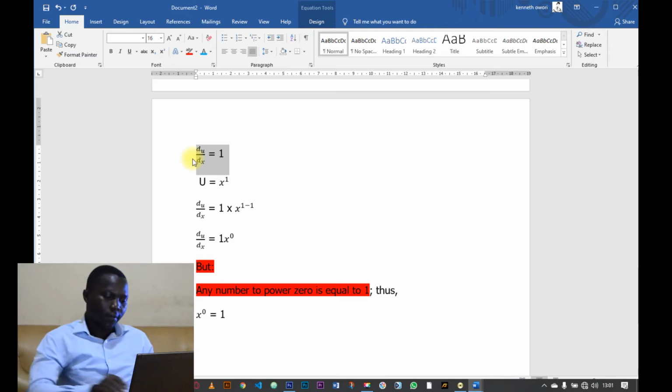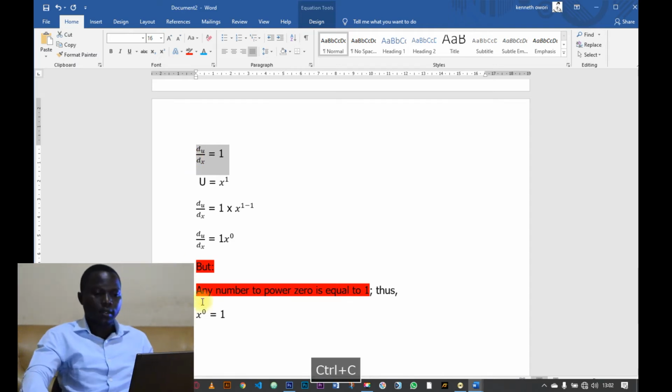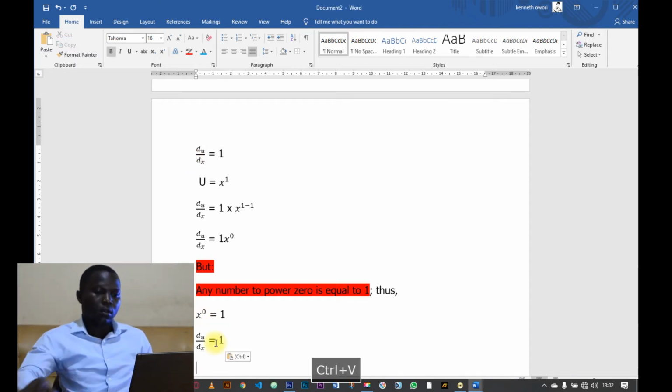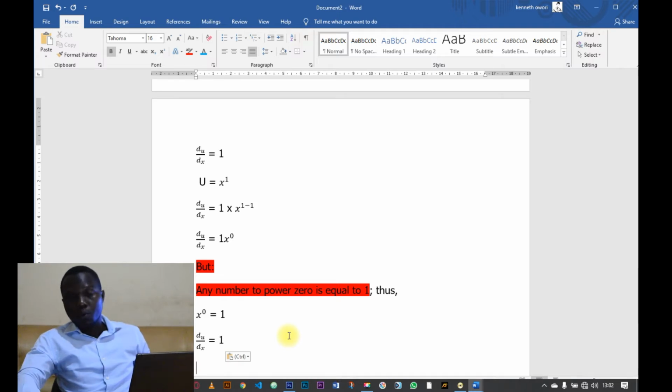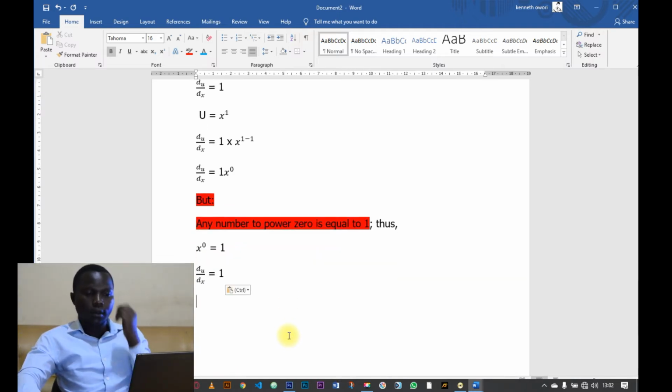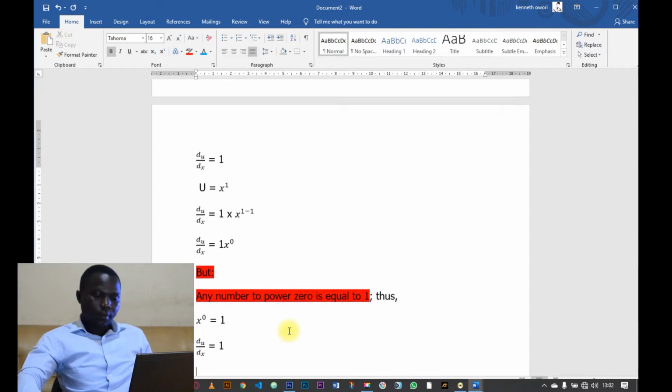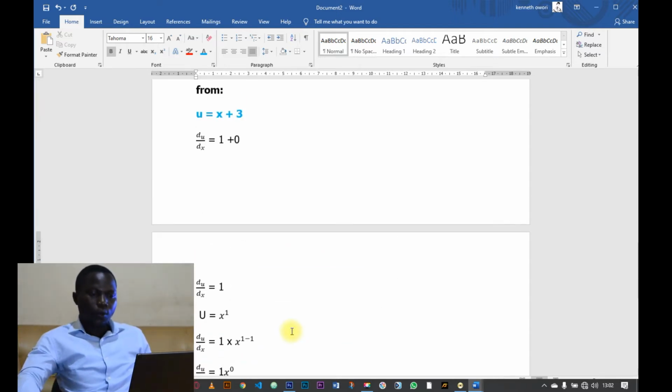So that's why we have our derivative du dx being equal to 1. So that is u given as x plus 3 being differentiated to obtain a 1.